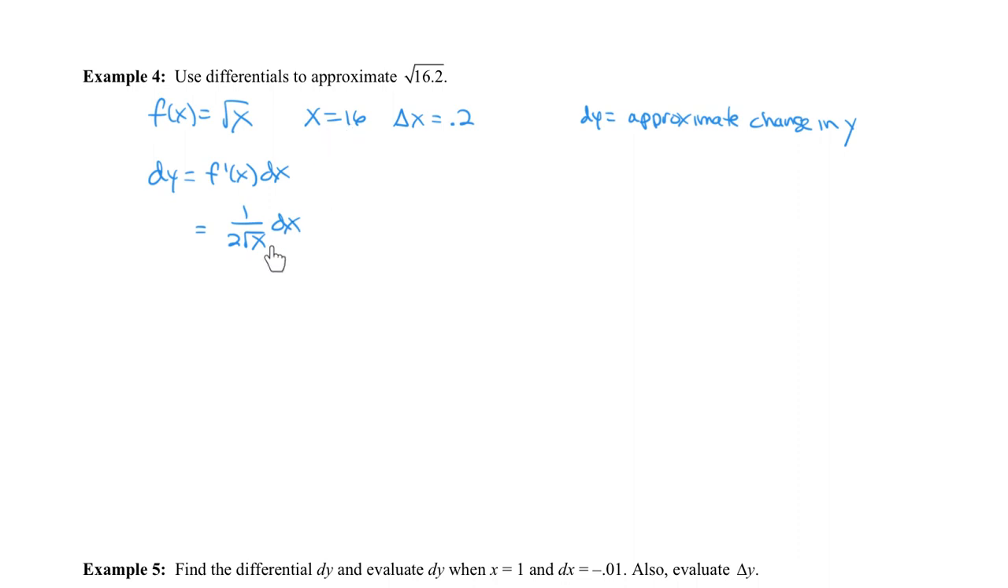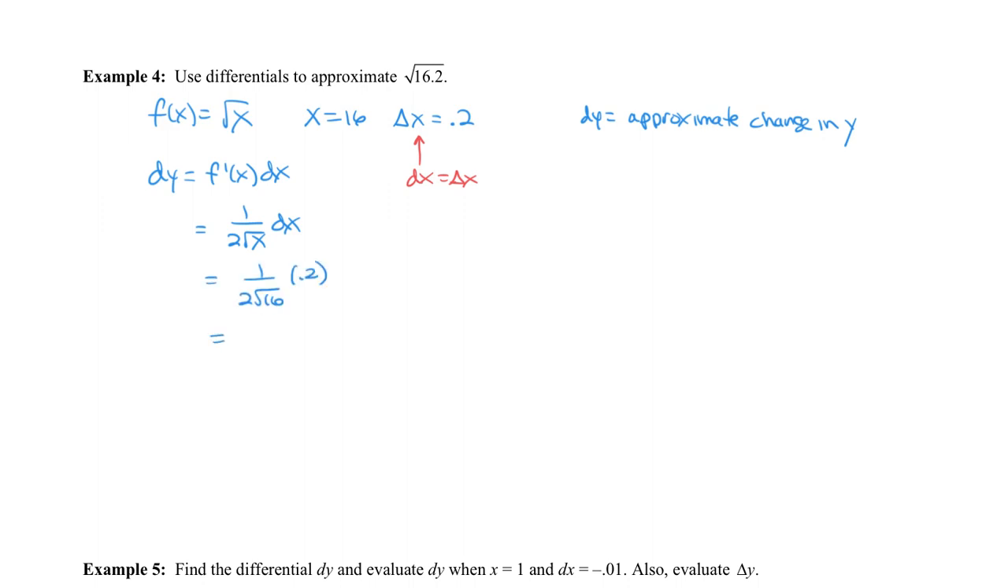So we know x is 16. We know dx, which is the same as delta x. Remember that from our picture above, dx is the same as delta x. So if delta x is 0.2, then dx will be 0.2 also. So we can plug these values in. We get 1 over 2 times the square root of 16 times dx, which is 0.2.